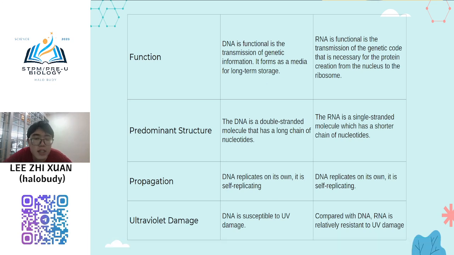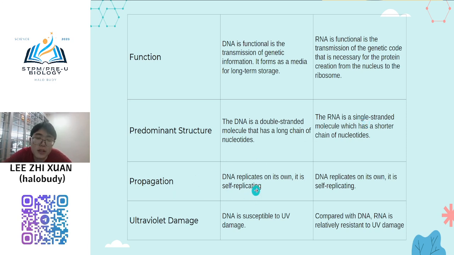And the function: DNA's function is to carry the genetic information. But RNA does not carry genetic information. It is just a transmission of the genetic code, necessary for protein creation, protein synthesis. For the predominant structure, DNA is normally double-stranded, all DNA is double-stranded, while RNA is single-stranded. In length, DNA has more nucleotides and is longer, and RNA is shorter.